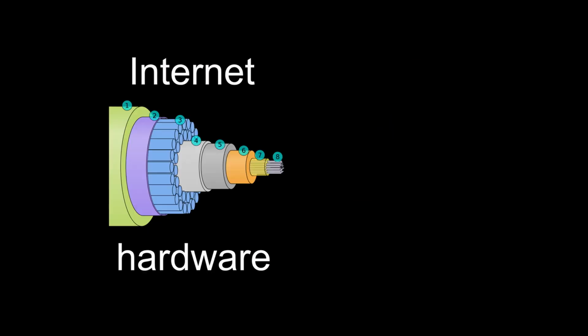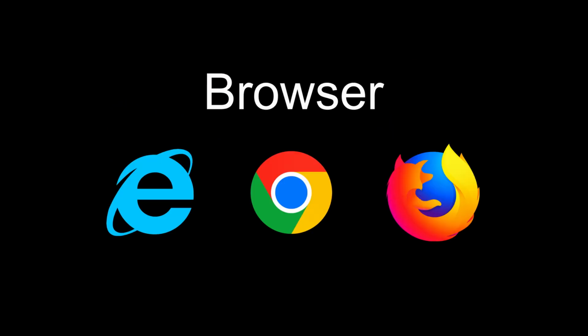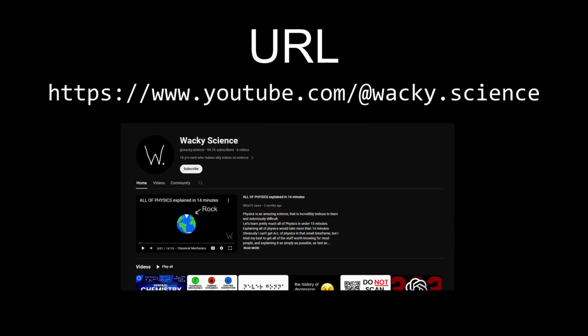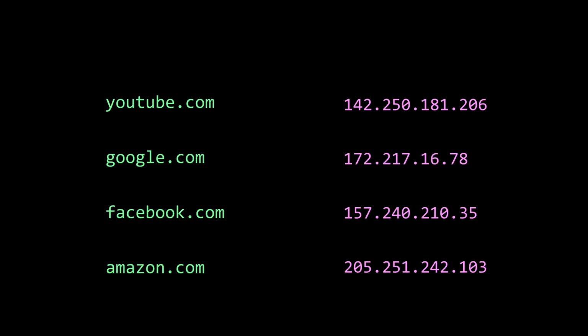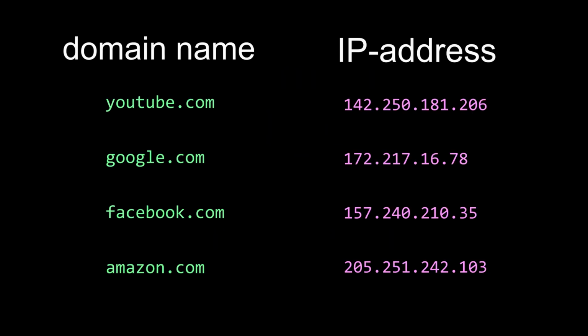If the internet is the hardware, then the web is the software, which you can use with a browser. Every page on the web has a URL. When you type it into your browser, it looks up the IP address of the server hosting this website with a domain name system, which is like a dictionary mapping domain names to IP addresses of actual servers.